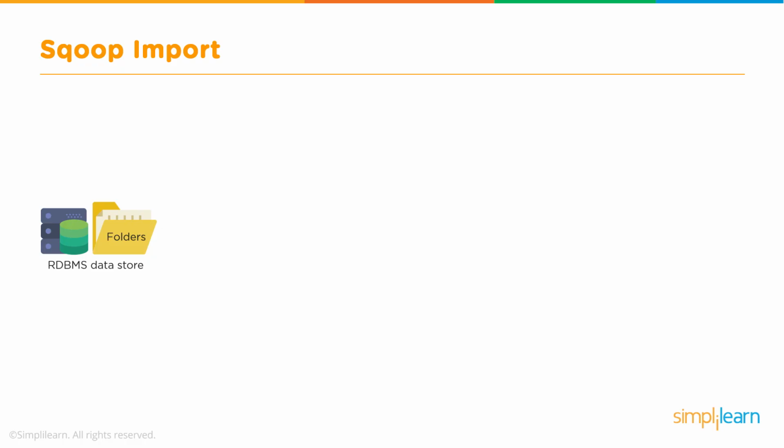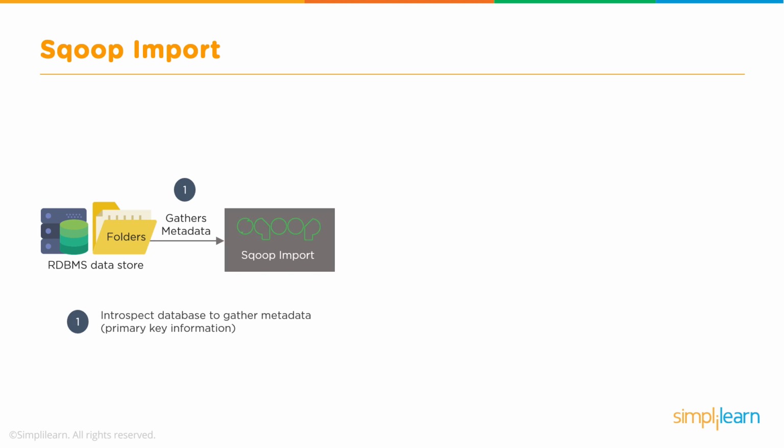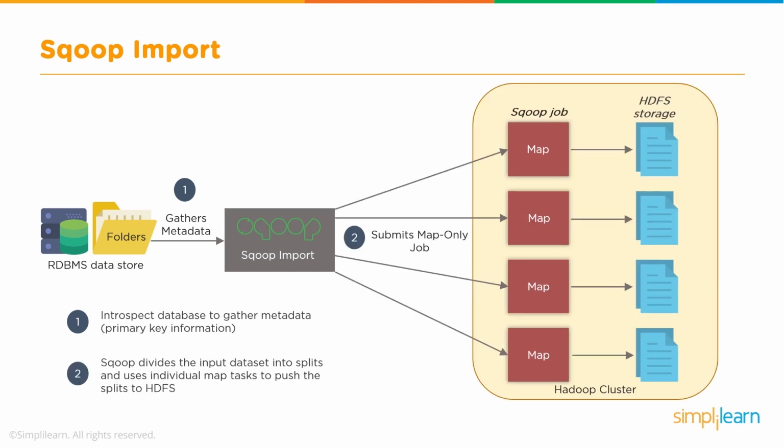So here we have our RDBMS data store, and we have the folders on there. Maybe it's your company's database, maybe it's an archive at Google with all the searches going on, whatever it is. Usually with Sqoop, you think SQL, you think MySQL Server or Microsoft SQL Server, that kind of setup. So it gathers the metadata, and you see the Sqoop import. It introspects the database to gather metadata and primary key information. And then it submits a map only job.